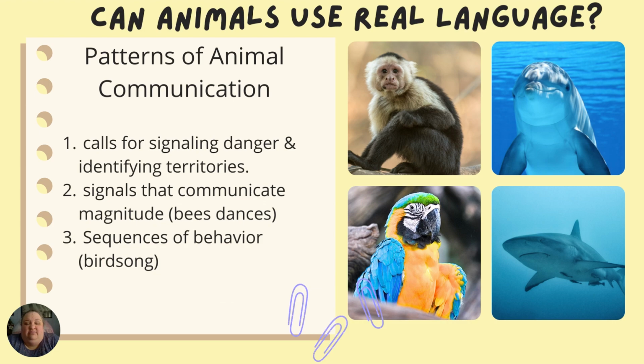Another way that animals communicate is signaling magnitude. So that would be kind of like when you see bees dancing. So just kind of flying up and different ways of them communicating. And then the last one is called a sequence of behavior. That's kind of when birds are singing, because not all birds sing, only certain ones do. But you are able to see that they're communicating even if you're just seeing it visually. Okay.